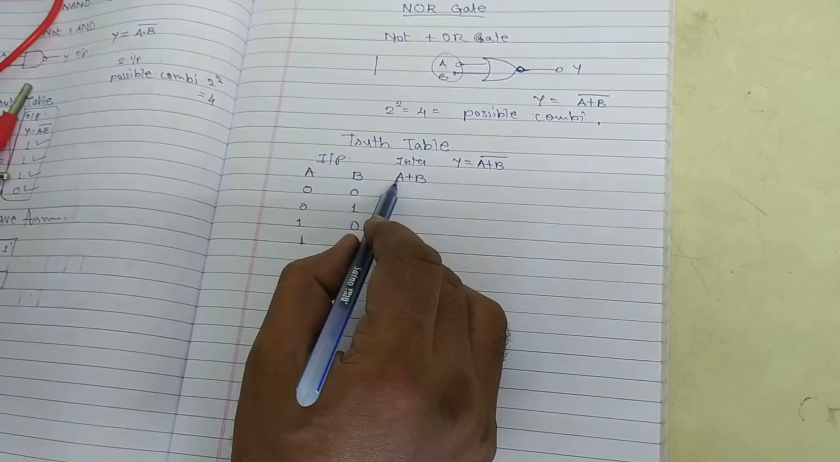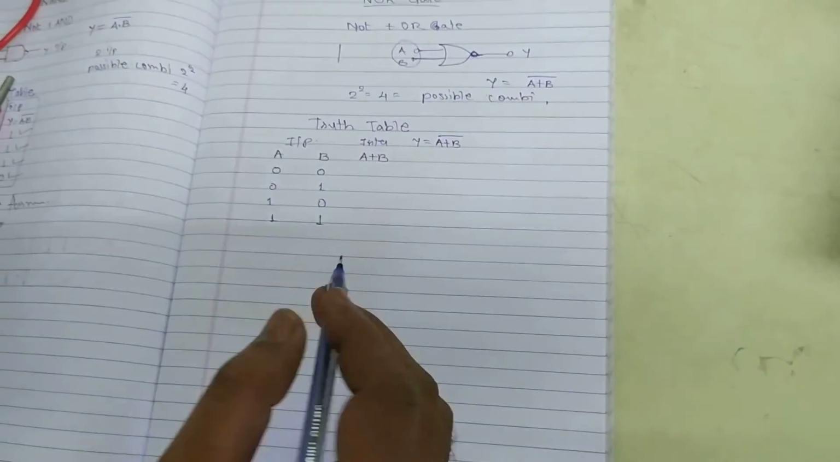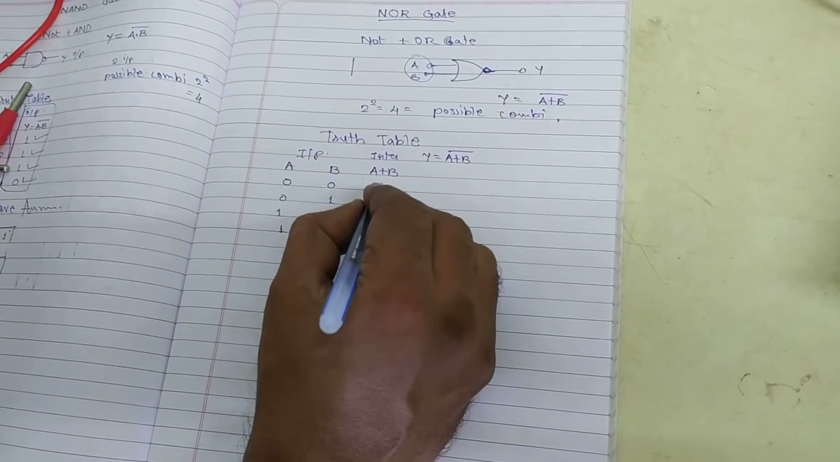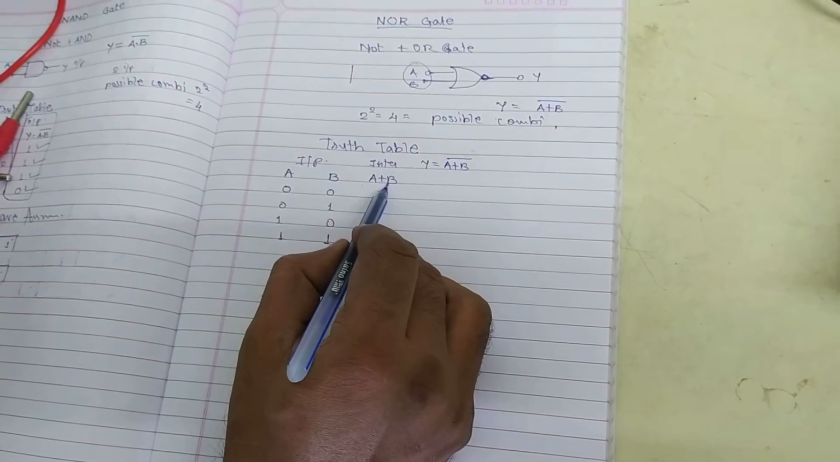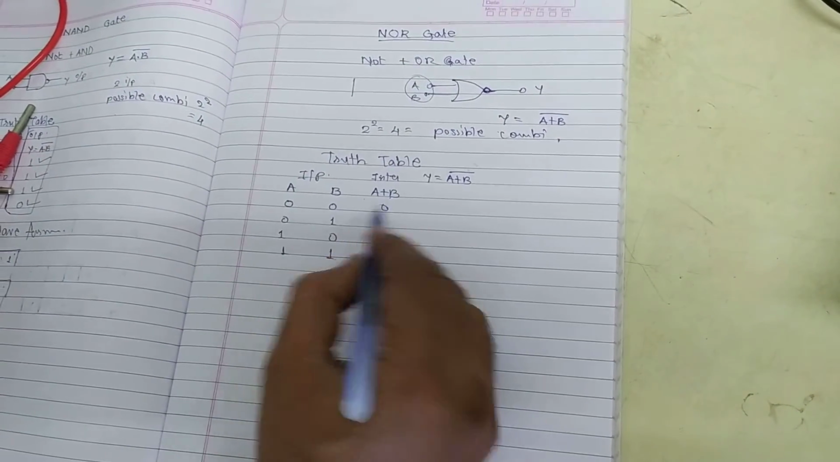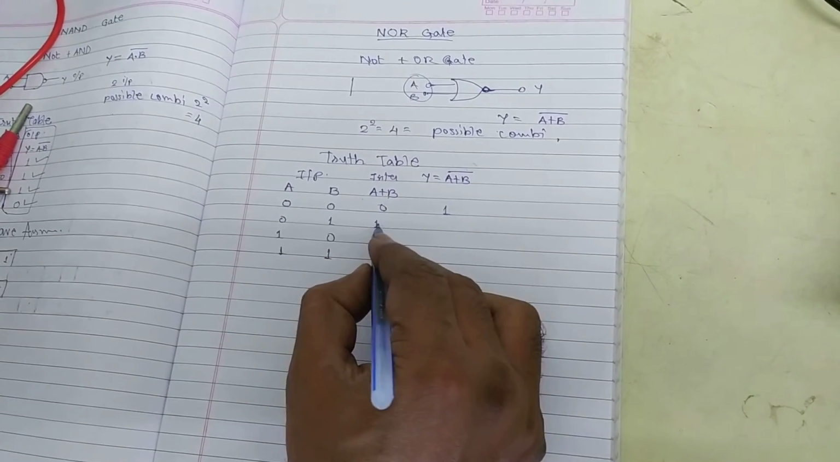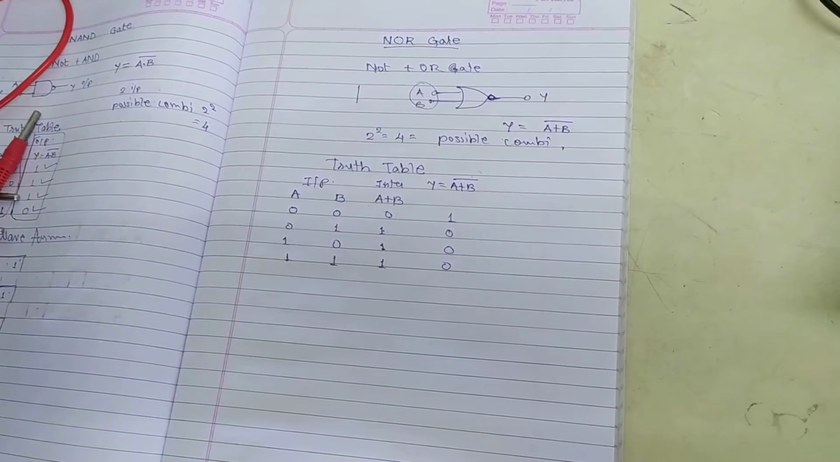Now we already performed this A or B. So when A or B or both the inputs are high, we will get output is equal to 1. Okay, and this is the bar of this function. So bar or inverted means if you are having 0, so you write 1. If this is 1, you write 0, 1, write 0, 1, write 0.